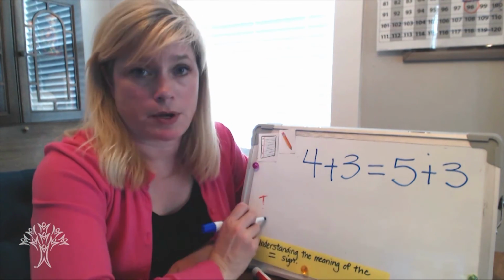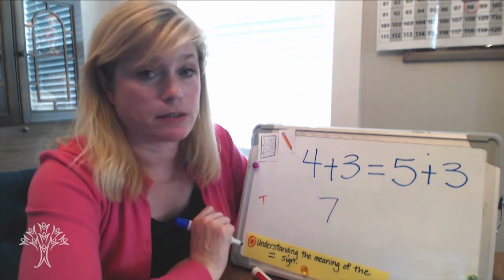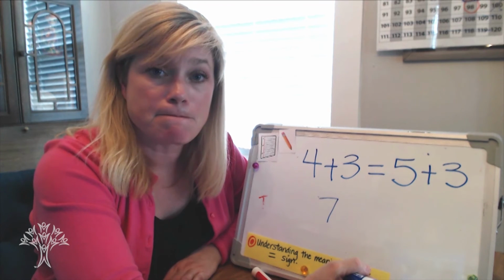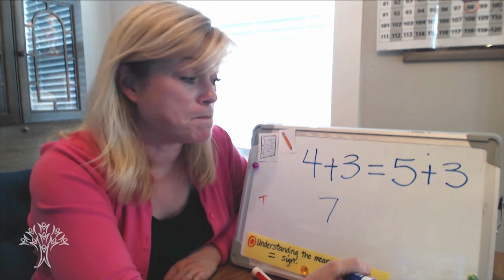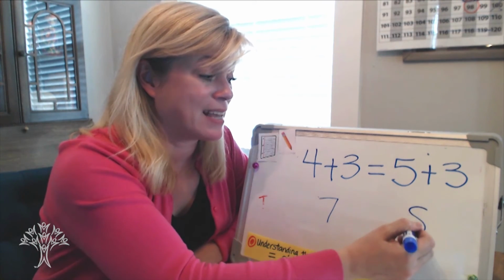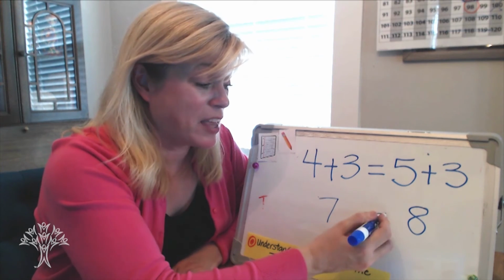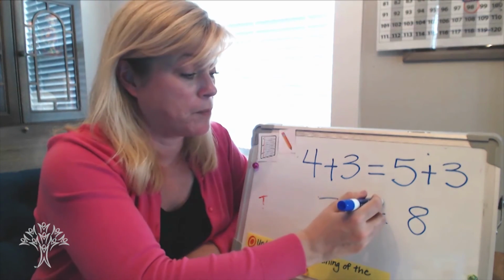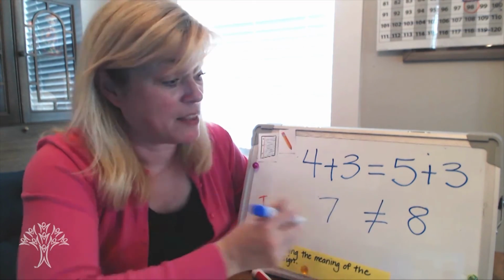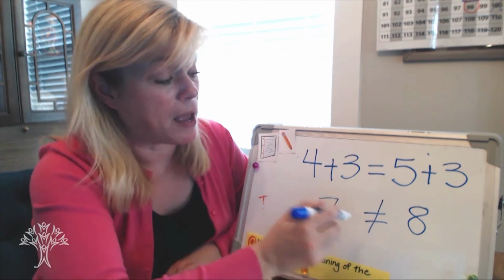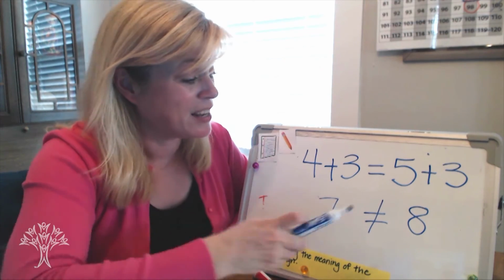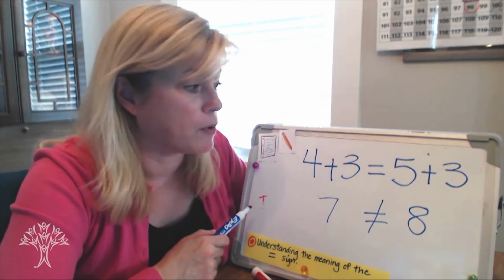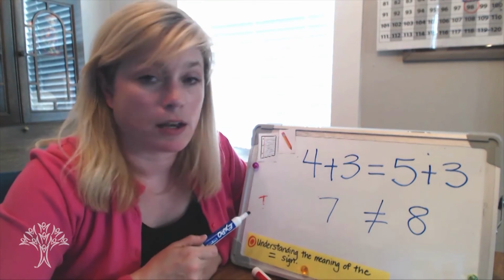So 4 plus 3, we know that makes 7. 5 plus 3, what does that make? That one makes 8. So are they the same value? No, they're not. And that's the sign that mathematicians use to show that these are not balanced. These are not of the same value. They're not equal. 7 and 8 are not equal.